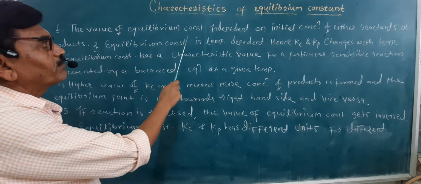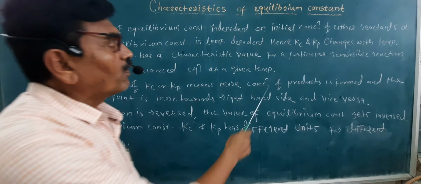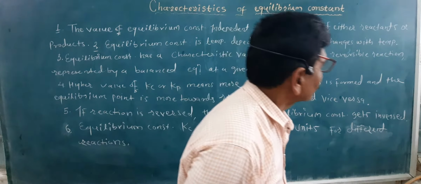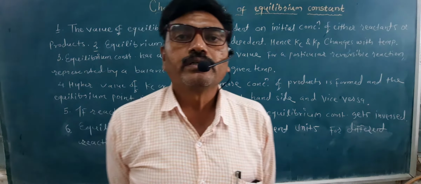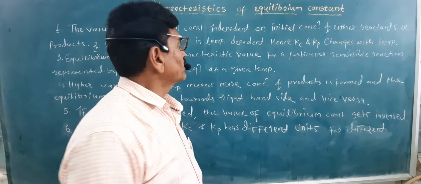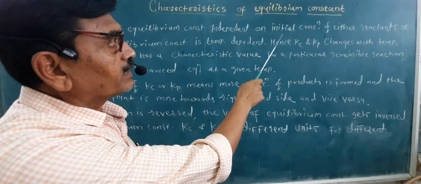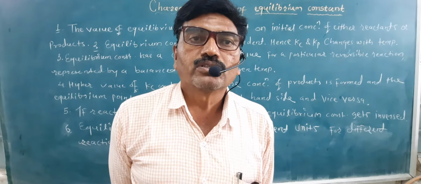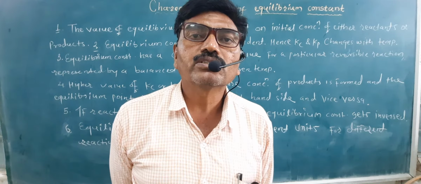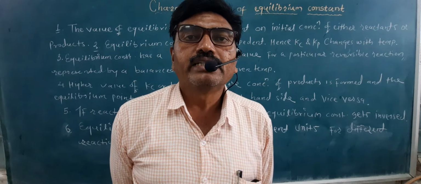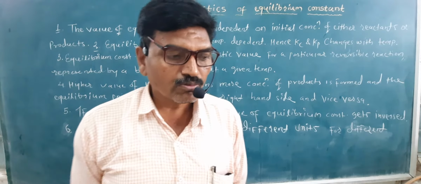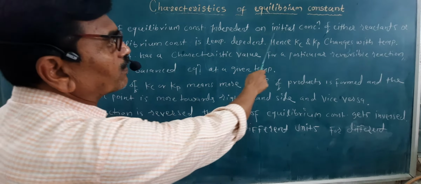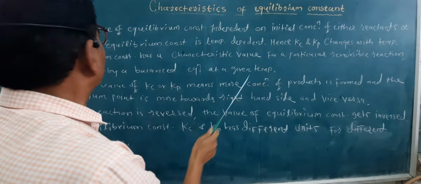the value of the equilibrium constant is independent of the initial concentrations of either reactants or products. So the value of this equilibrium constant is independent of the initial concentrations of the reactants and products. It depends only on the concentrations of the reactants or products at the equilibrium stage. So that is what we have to remember.